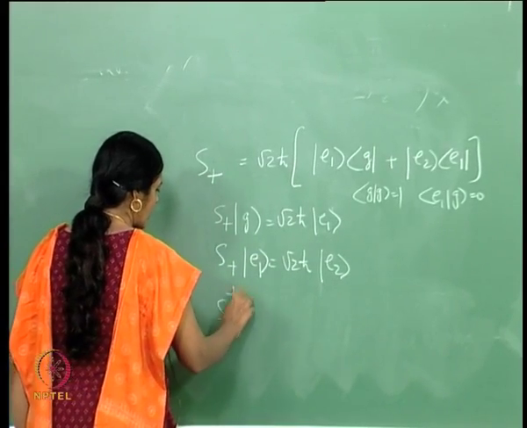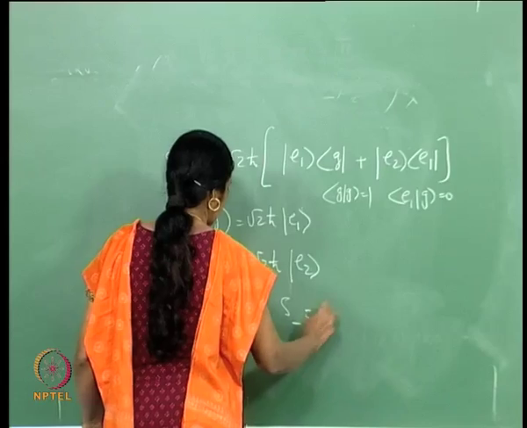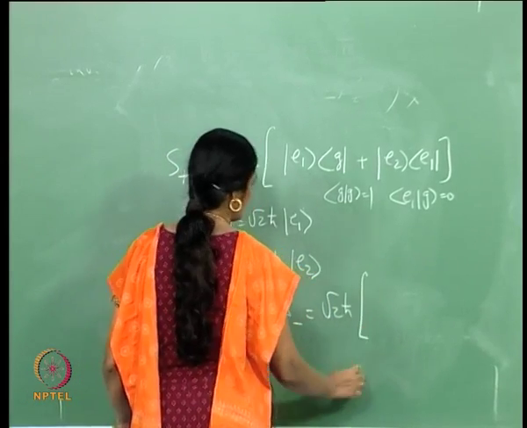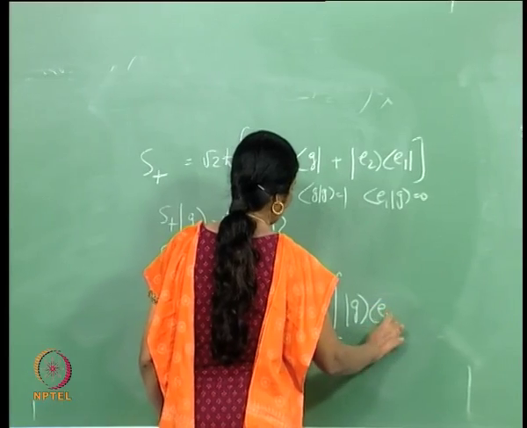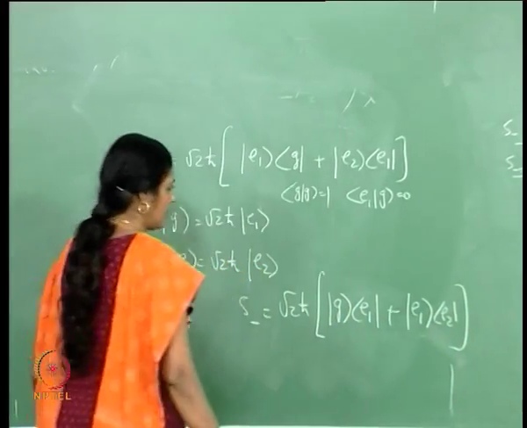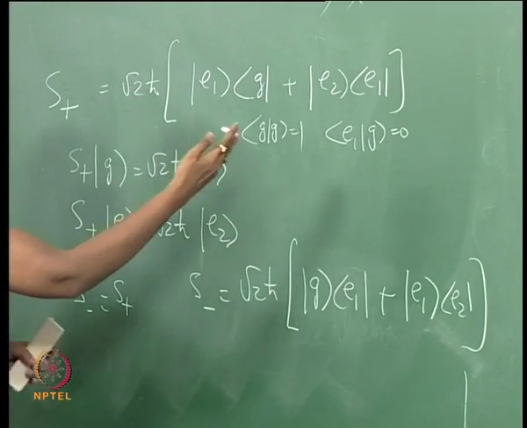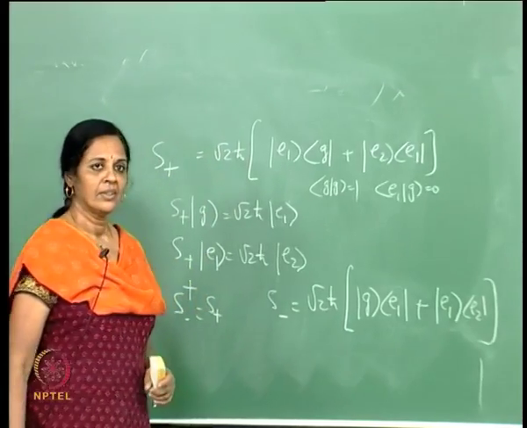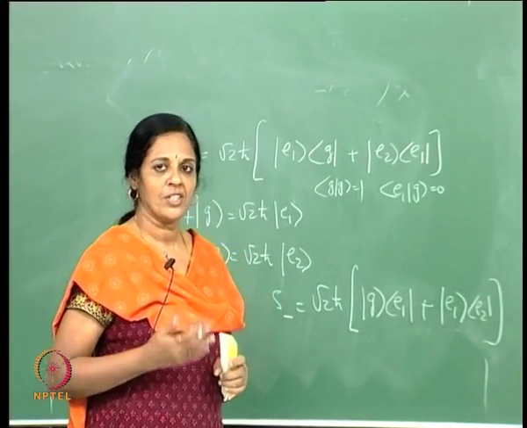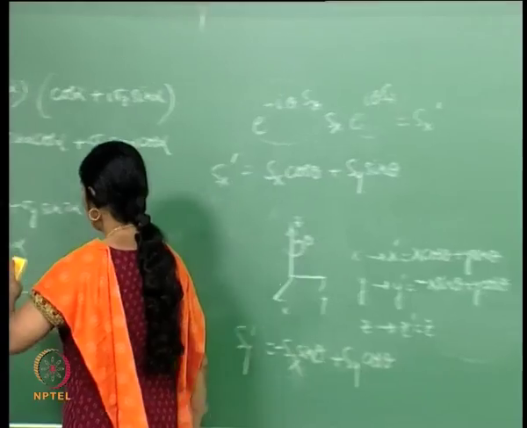I know that S minus dagger is S plus, so I know what is S minus. S minus is root 2 h cross, ket G bra E1 plus ket E1 bra E2. I can find out the commutator of S plus with S minus by making it act on the basis states G, E1 or E2, and the commutator of S plus with S minus would be 2 h cross Sz. So let me find that commutator.